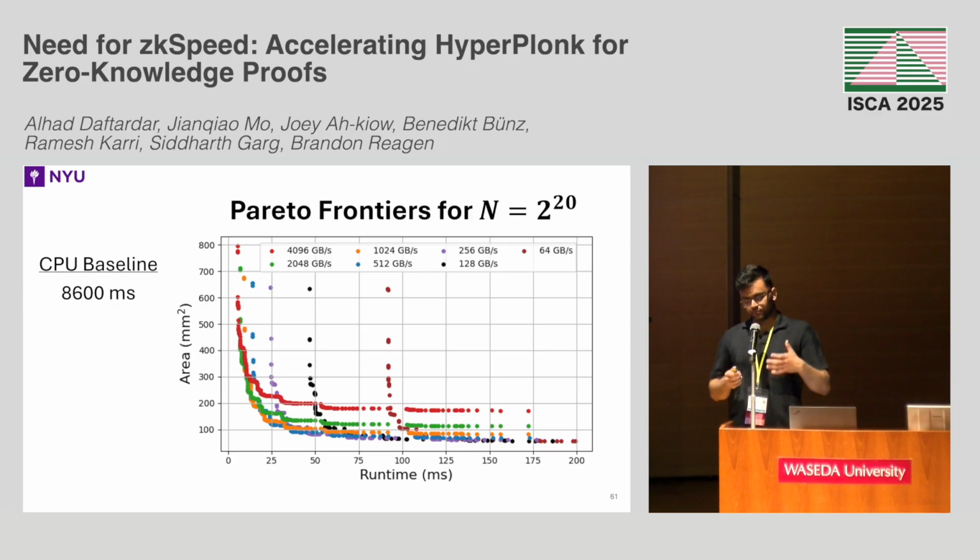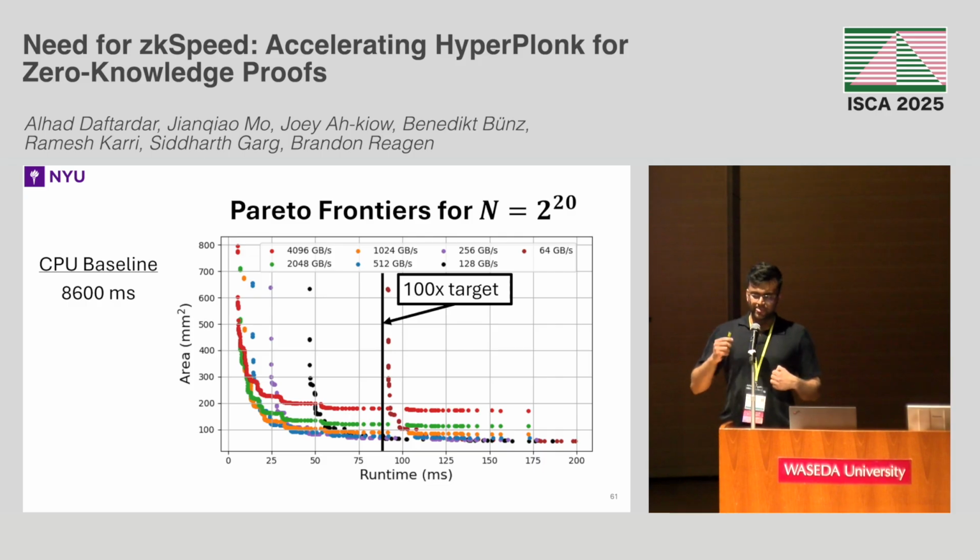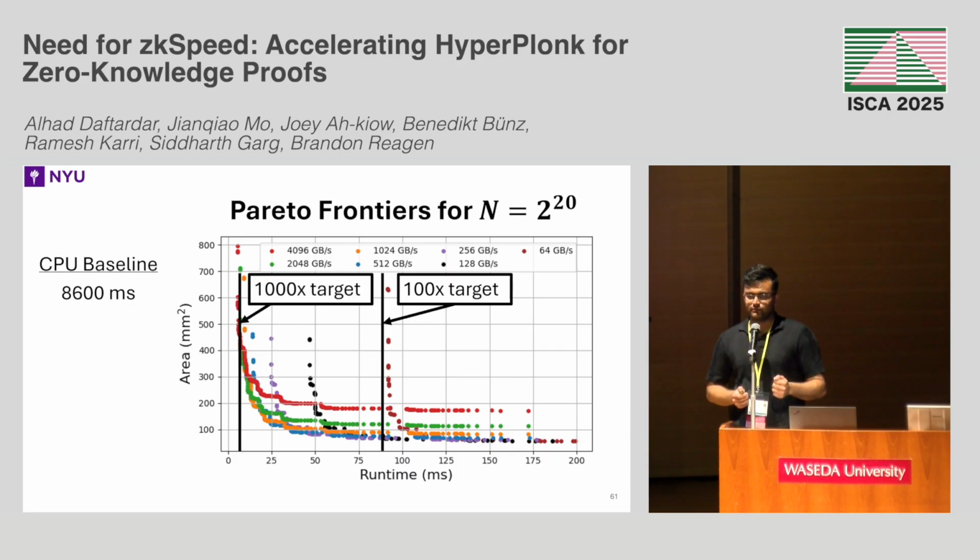And we compare for a problem size of, in this case, 2 to the 20, which is roughly a million length vector sets. The CPU baseline takes 8,600 milliseconds to run. So in this case, if we want to hit 100x speedup over the CPU, we can do just fine with 120 gigabytes per second of off-chip bandwidth. But if we want to get to 1,000x speedup, we really do need to invest in higher memory technologies.